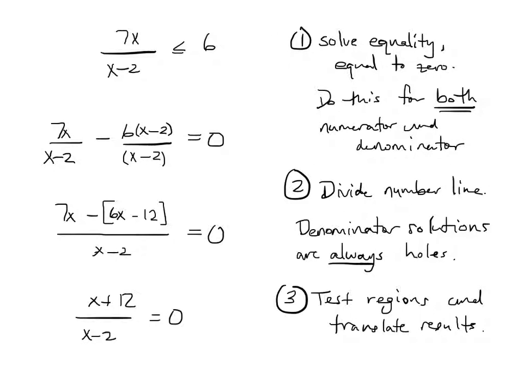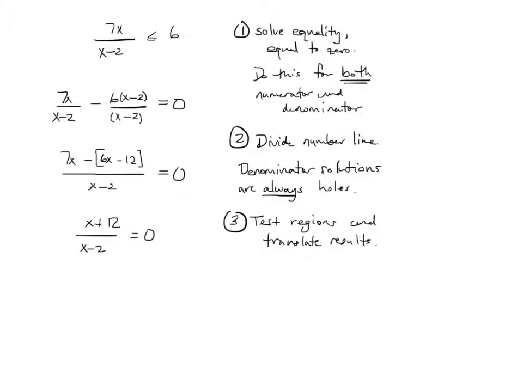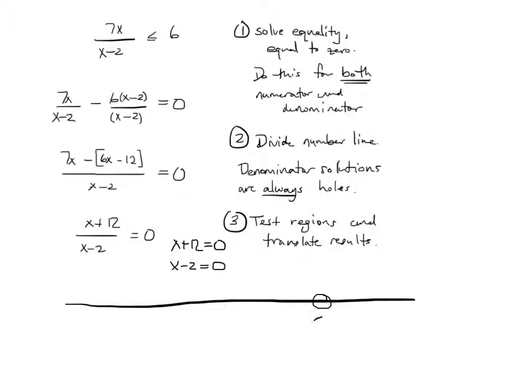Okay, and the rest gets somewhat easy. I guess I'm skipping a little bit. I need to have x plus 12 equal to 0 and x minus 2 equal to 0. The x minus 2 came from the denominator, which means I need a hole at x equals 2, and I need a colored-in dot at x equals negative 12. Okay.